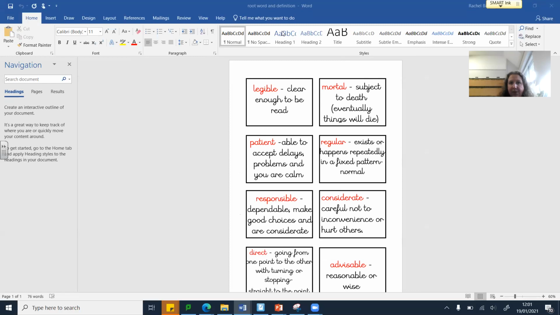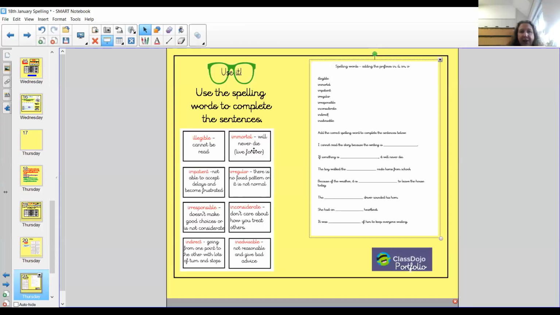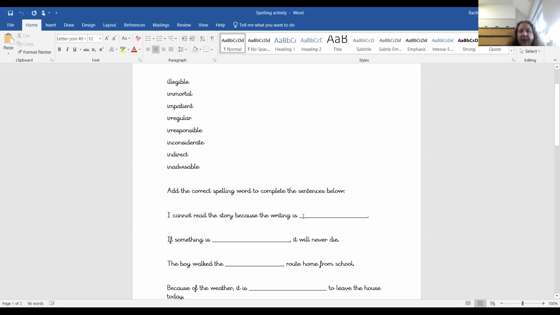This one, no, it's not that one. We'll just go to this one here. Okay, and I can have a look at the meaning. So cannot be read. Okay, so I know that's illegible. So then I can go back to my sheet and I can fill in that sentence because I now know that it is illegible. And then I would move on to the next one.